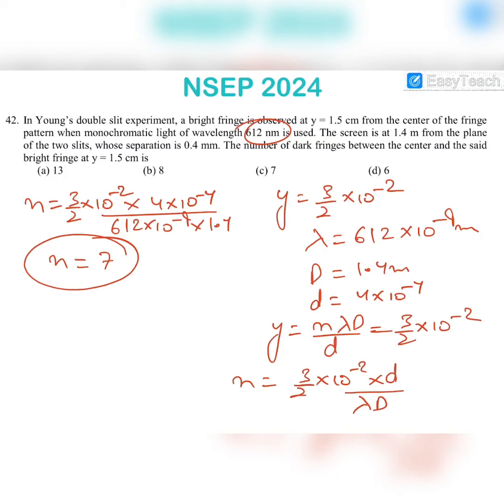We know that just after the central maxima, first minima occurs and then first maxima occurs. So we can say that just below the 7th maxima there would be 7th minima. So we can say that total 7 minima are present between central maxima and 7th maxima. So C is the correct answer. Now let us move on to the next question.